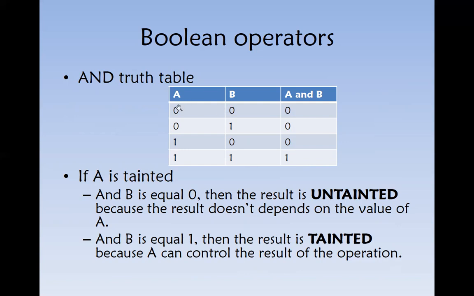Okay, whereas in the first case where both values were 0, if B, the untainted variable, is already 0, whatever A is, the value is always going to be 0, so you can remove the taint. Okay, so that's how you propagate taint.